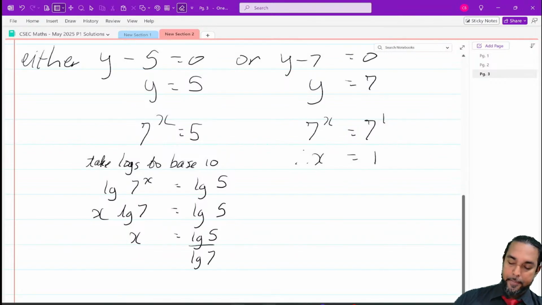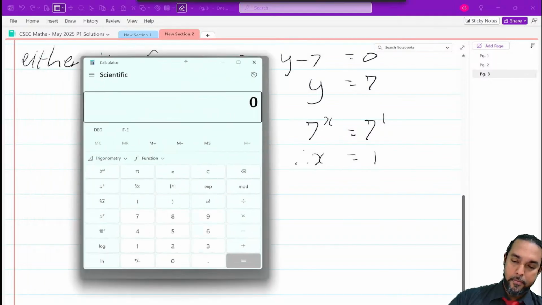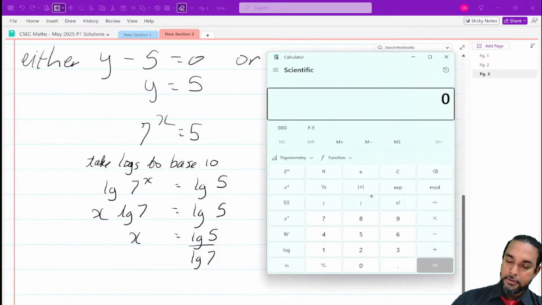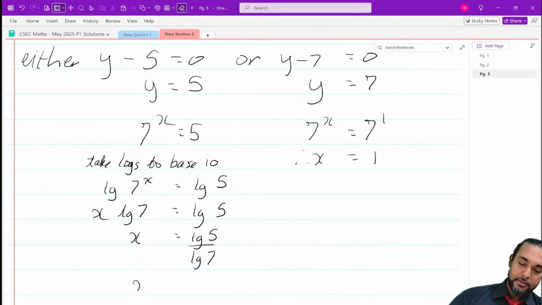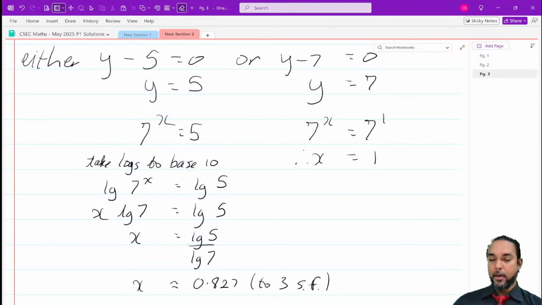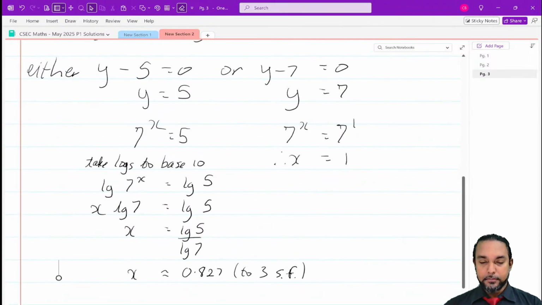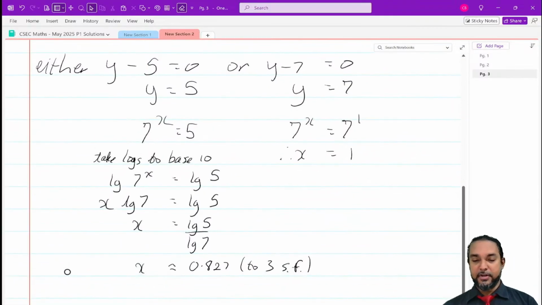All right, let's take a look there. So log 5 divided by log 7 is about 0.827. So x is approximately equal to 0.827, correct to 3 significant figures. All right. Okay, so shall we see how to finish it off there?